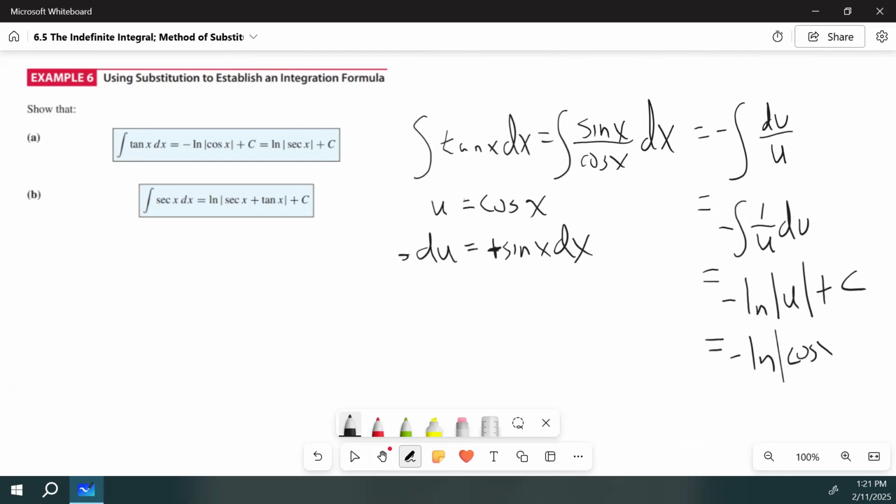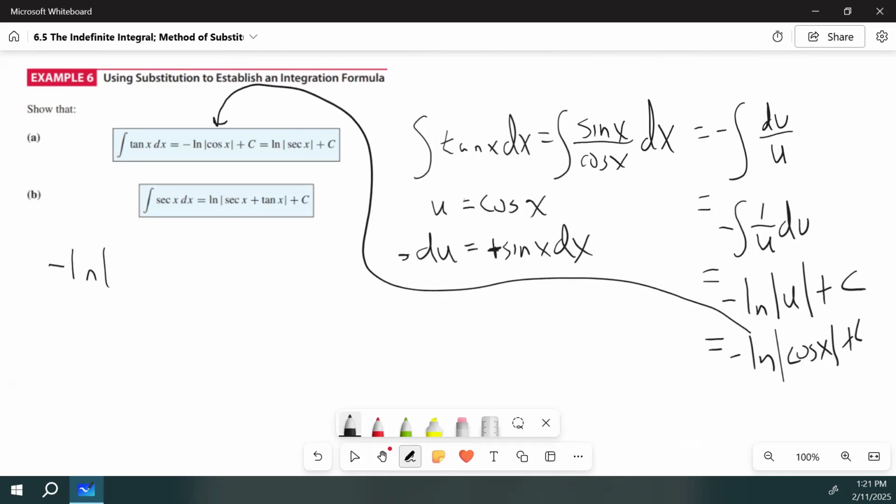It was cosine x plus c. Okay, so that's how we get that it's equal to that. The other one, if I take the negative natural log absolute value cosine x plus c, by the power property of logs, which says that if I have a times the natural log of x, I can rewrite it as natural log of x to the a power, I can bring this negative, since it's really a negative 1, up as an exponent.